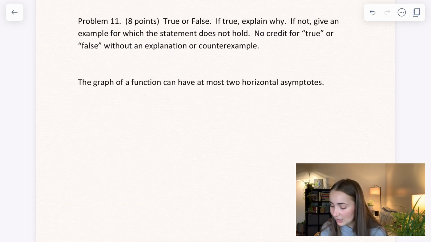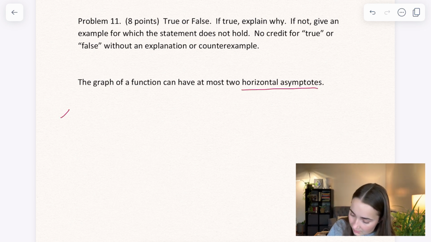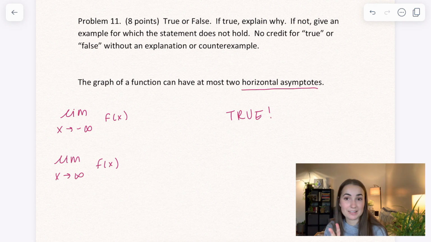Alrighty, one more problem. The graph of a function can have at most 2 horizontal asymptotes. So let's remember how we find horizontal asymptotes. We take the limit as x approaches negative infinity of our function, and we take the limit as x approaches positive infinity of our function. Notice there's only 2 limits. That means there's only 2 horizontal asymptotes maximum. So this is going to be true. We look at the end behavior of the function, and there's only 2 maximum possible outcomes for end behavior.